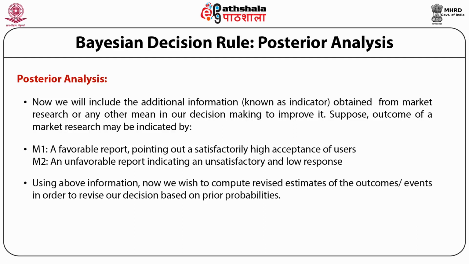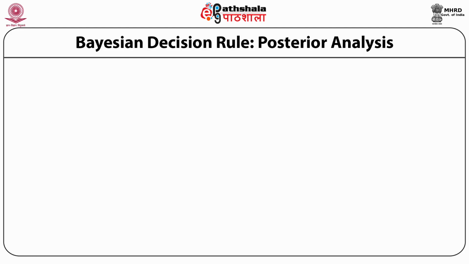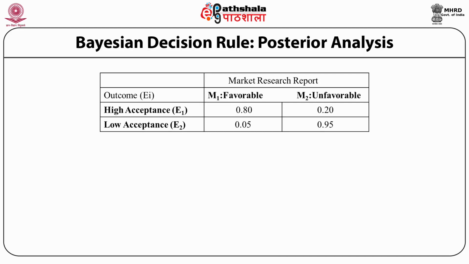So using the above information, now we wish to compute revised estimates of the outcomes in order to revise our decisions based on prior probabilities. As a market report would not always be 100% correct due to prevailing uncertainties, to make effective use of this report, we must know the probability relationship between indicators M1 and M2 and the outcomes E1 and E2. On the basis of the past records of similar research, we can see estimates of the relevant or conditional probabilities in the table. So in this table, you can see the conditional probabilities, and this table can be obtained only from previous related research made by the market agencies or research agencies.